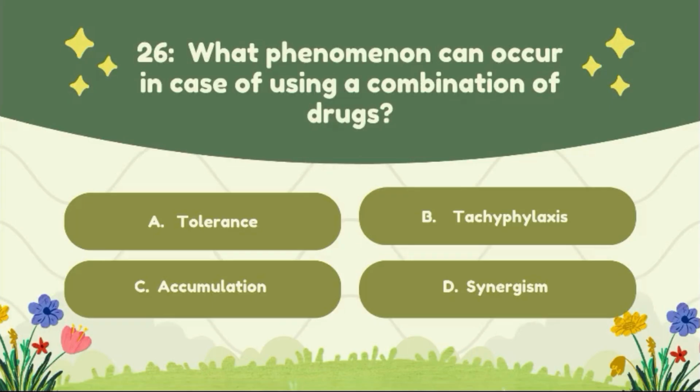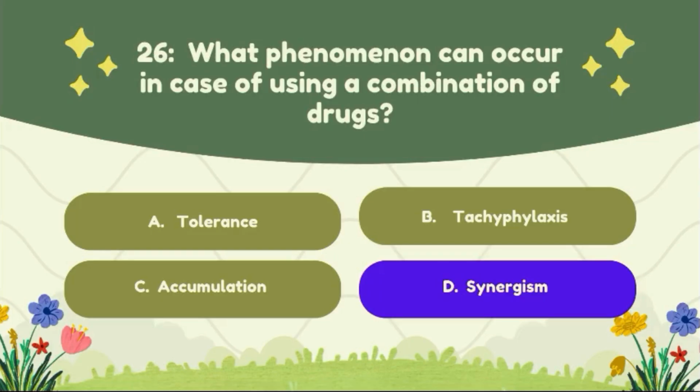Question number 26 is, what phenomenon can occur in case of using a combination of drugs? Option A is tolerance, option B tachyphylaxis, option C accumulation, and option D is synergism. The correct answer of this question is option D, synergism.